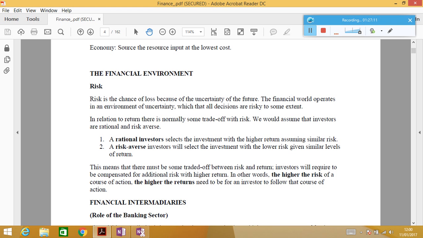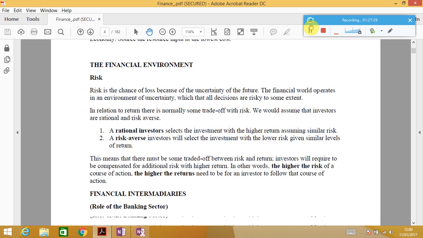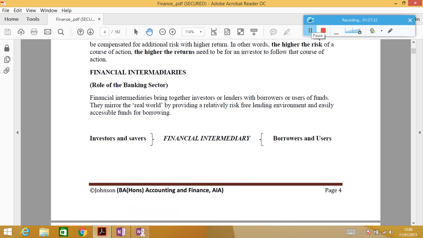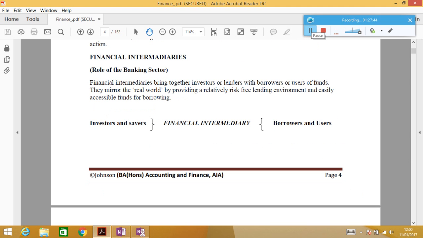So these are the two types of risk characteristics of a person. You have to use these words in your case study when you write it, whether rational or averse. But guys, when you take more risk, the return also must be high, remember. If you take risk and the return is lower, there is no point taking risk, right? Remember that.